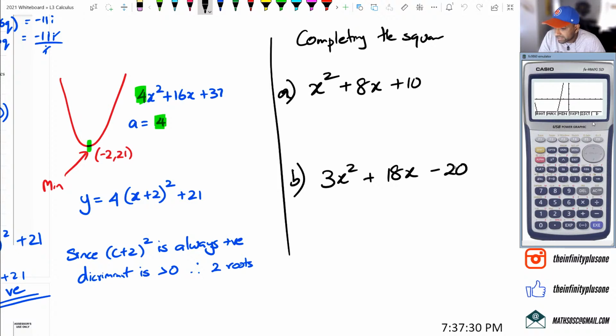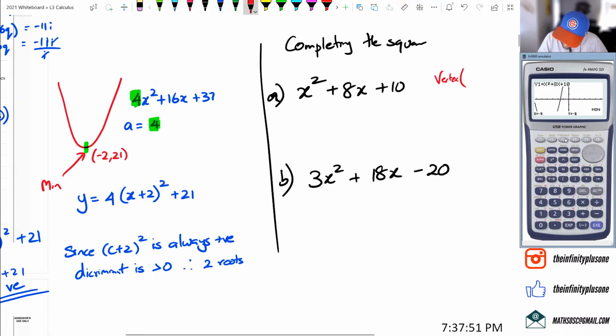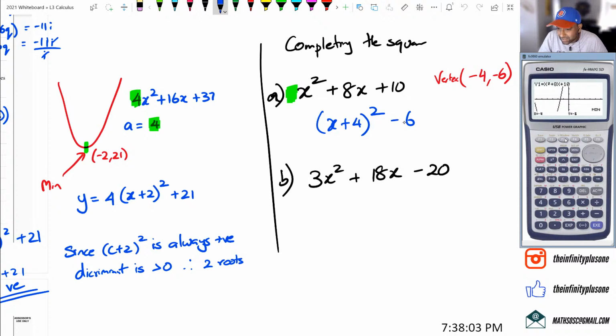Lou, I wouldn't put that as equals 6, but rather minus 6, because it doesn't equal anything, all right? Cool, so there we go. That is my vertex for the first one. So the vertex is at -4 and -6. And also, if I look at the a value for this one, it's just 1. So I can rewrite this as x plus 4 squared minus 6.